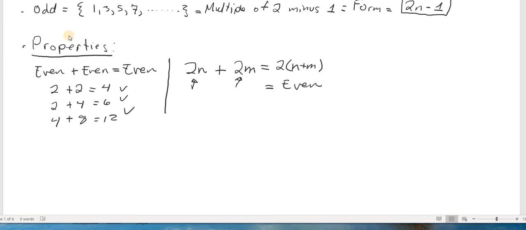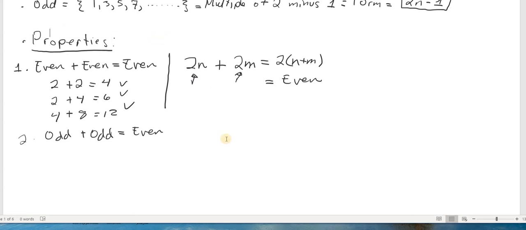Alright, so I guess we call this number 1. Number 2. What would happen if you take an odd number plus an odd number, right? So let's say an odd plus an odd. According to me, this is supposed to be even. Okay, so I guess let's convince ourselves a little bit with some examples. Alright, let's make more space here.